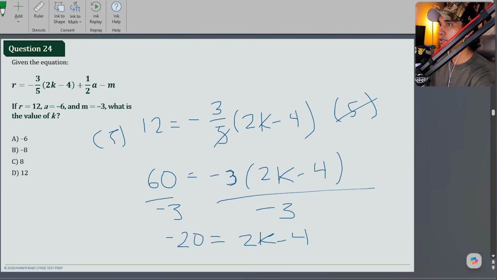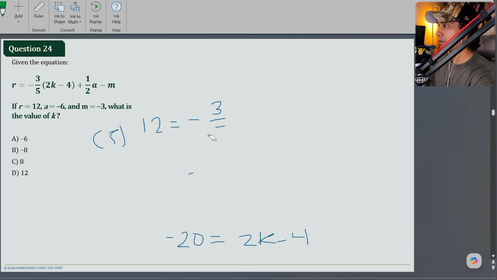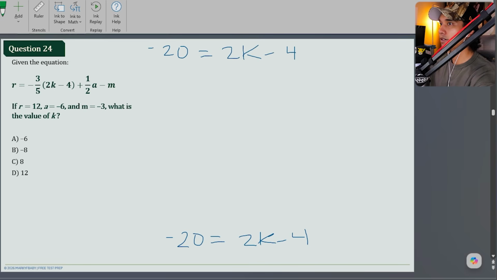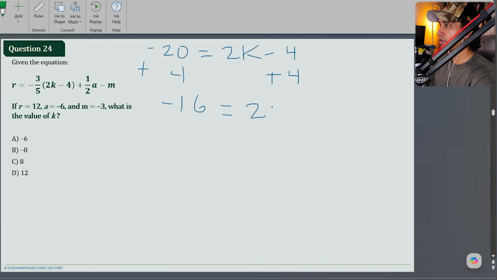Then we are going to erase everything and move everything up so you can see it. So -20 equals 2k minus 4. So now what I'm going to do is plus 4, plus 4. That's going to give me -16 equals 2k. Then we're going to divide by 2, and we're going to get k is equal to -8.